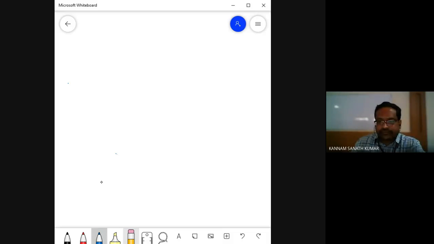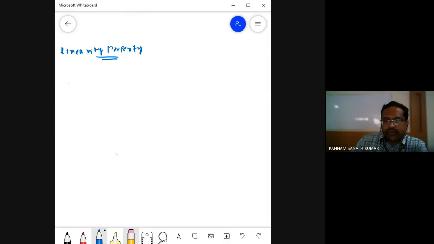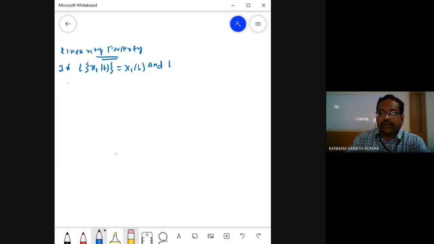Next, the linearity property. This says that if the Laplace transform of x1 of t is X1 of s, and the Laplace transform of x2 of t is X2 of s, so there are two signals, x1 of t and x2 of t.